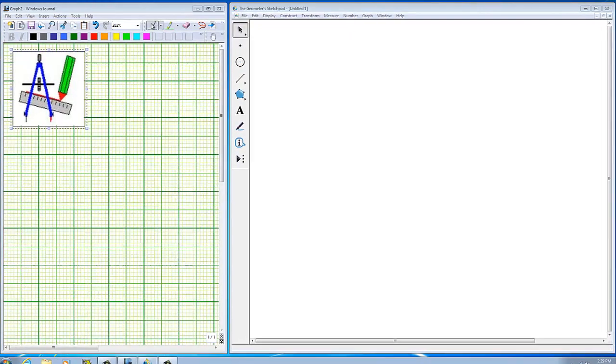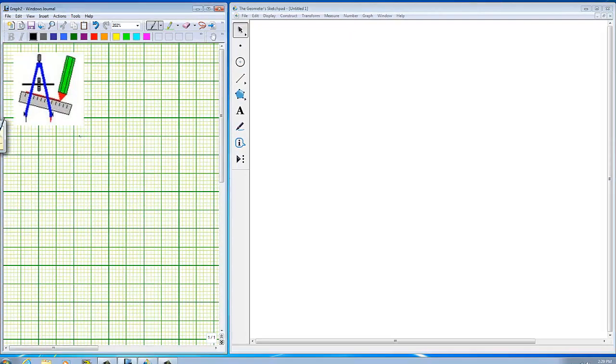Alright, so if we're going to bisect an angle, we need to draw an angle. So I need a pen. Alright, there's one of our rays. There's the vertex, and there's our second ray. Now we have an angle. And we'll draw the vertex. If we get the right pen. There we go.